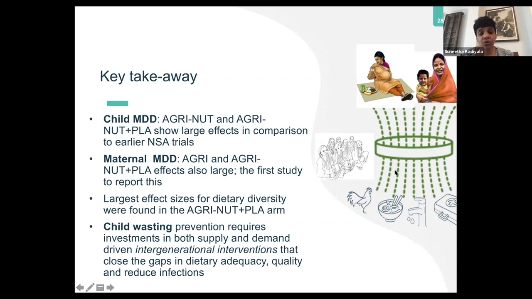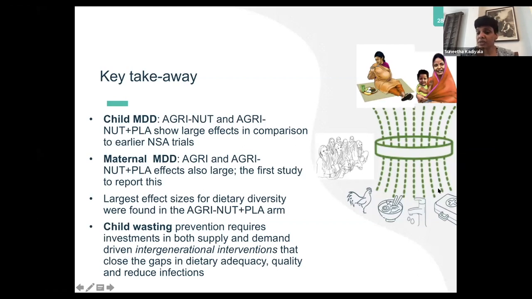And we have to close the gaps in dietary adequacy. Dietary diversity is, of course, one of the indicators of diet quality, but dietary adequacy in terms of calories remains important, actually, both for mothers and children, which is where you don't see an impact on BMI either. But there are also other reasons. I'm happy to answer in Q&A on why we might not have seen results on BMI. And yeah, so dietary adequacy.